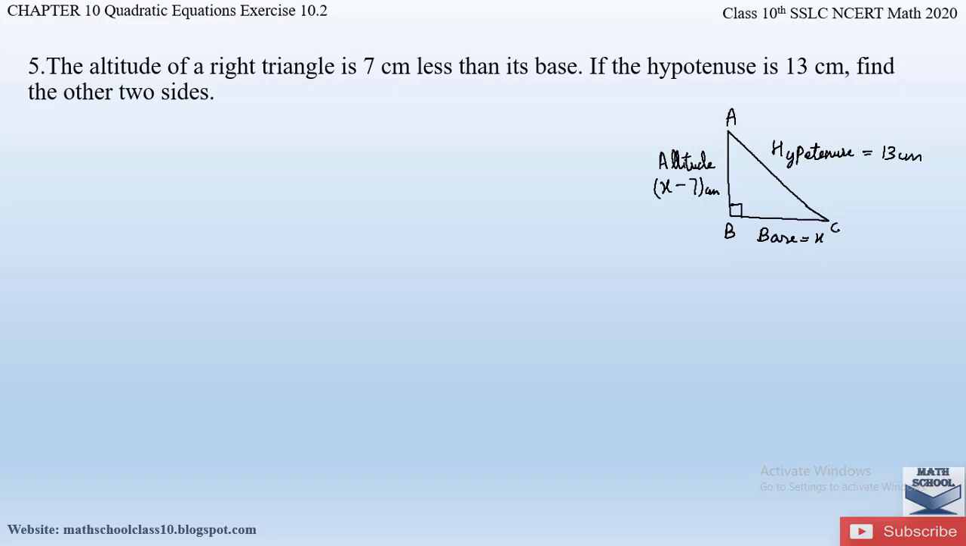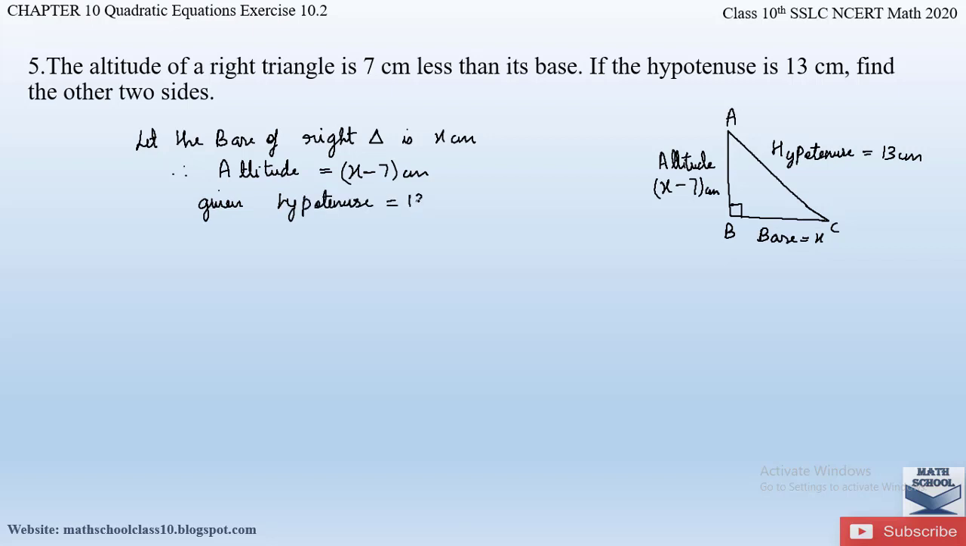What is given in the question? First of all, let us write down: let the base of the right angle triangle be x centimeters. Then the altitude is equal to x minus 7 centimeters, as given in the question. Given is the hypotenuse, which is equal to 13 centimeters. So let us apply the Pythagoras theorem here for this right angle triangle.